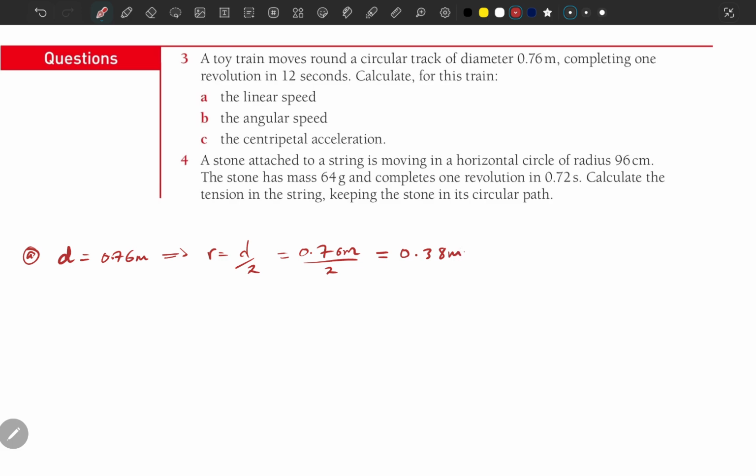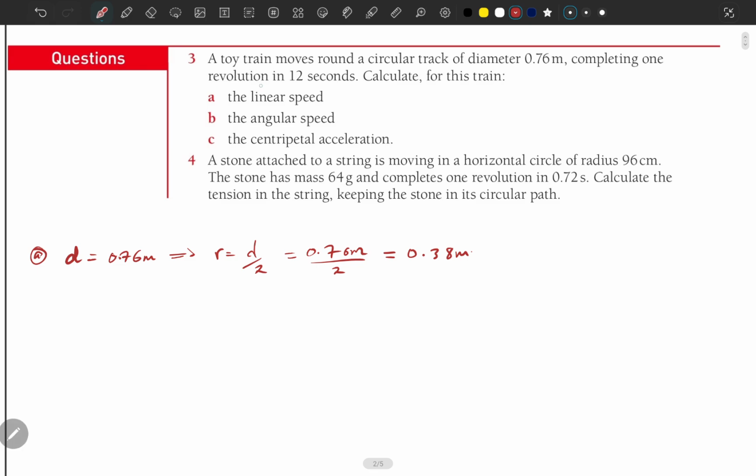Now we've also been given the time for one revolution, completing one revolution in 12 seconds. For you to complete one revolution, that's a period. Remember how to define period? Time taken to complete one cycle or one revolution. So our period is just 12 seconds.